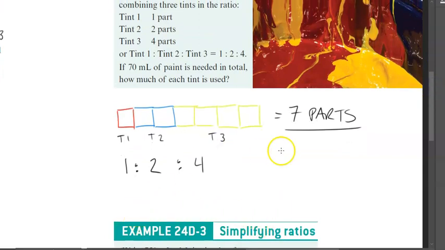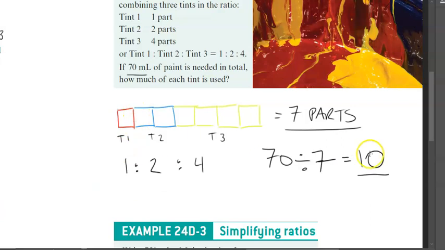The first thing we need to do, once we've added all the parts up, is see how many of these parts go into our total. So how many 7s go into 70? Or in other words, if we have 70, let's split it up into 7 parts, or 7 sections, 7 units. This ends up being 10. So in other words, we have to multiply these 7 parts, the Tint 1, Tint 2, and Tint 3, by 10 to get the 70 mil.